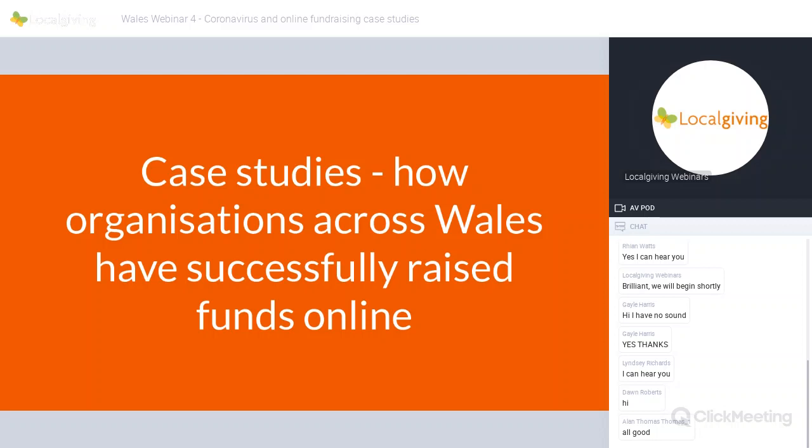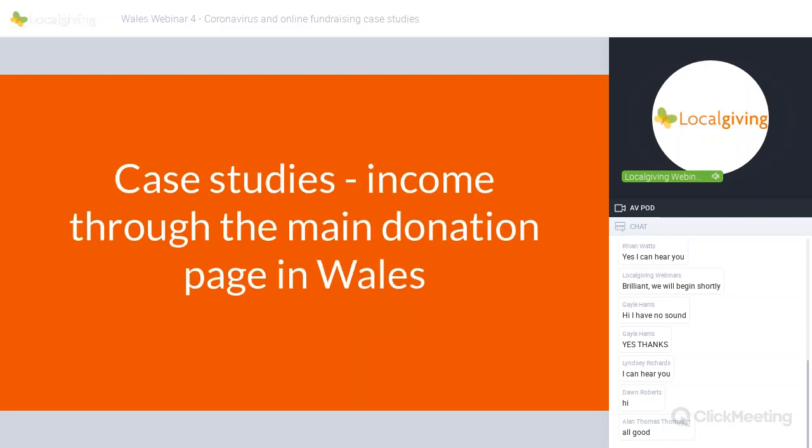Okay, so we're going to be looking, like I said, at 3 different sections of case studies. They are going to be organisations fundraising through main donation pages, organisations fundraising through appeal pages, and organisations fundraising through fundraiser pages. So if we start off with case studies of how to succeed at fundraising through your main donation page, there's 4 in each section that I'd like us to look at today.